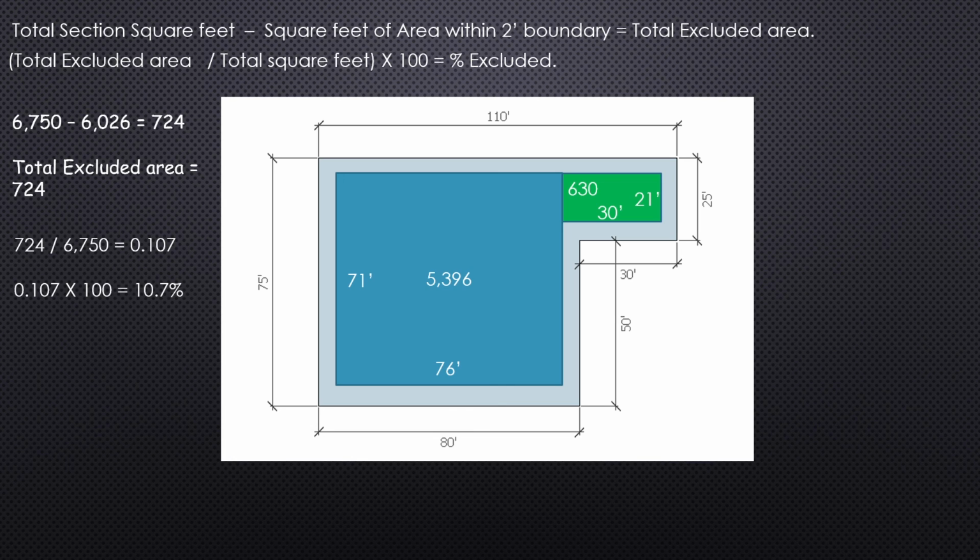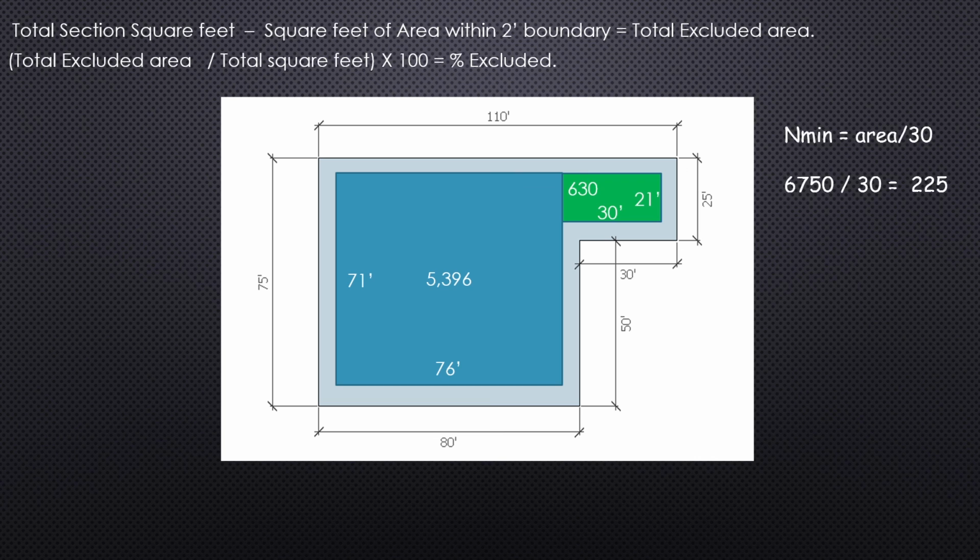Now, we just divide the excluded area by the total square feet and multiply by 100, and we get the percent excluded. 724 divided by 6,750 is equal to 0.107. Now, let's multiply that number by 100 to turn it into a percentage. We get 10.7%, which means we can observe the 2-foot boundary rule.